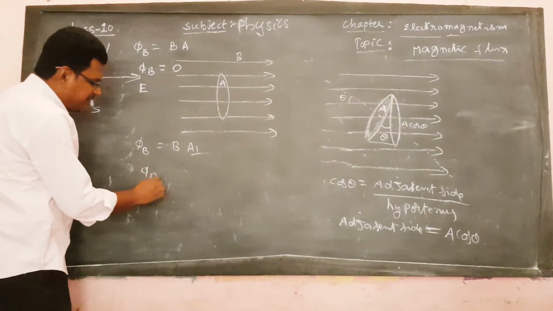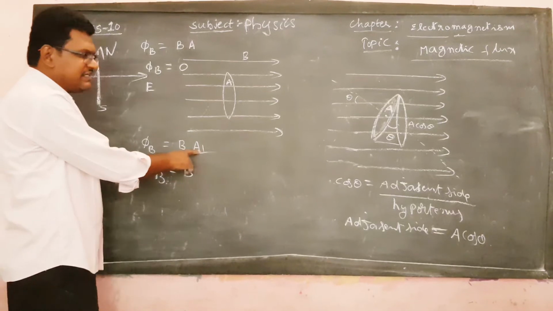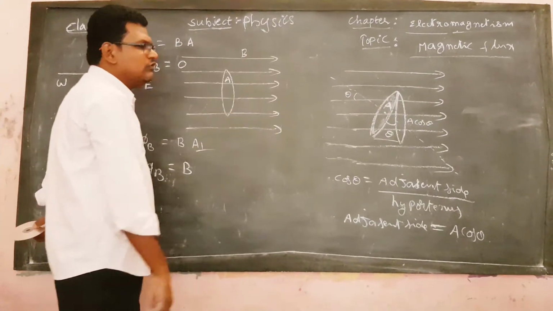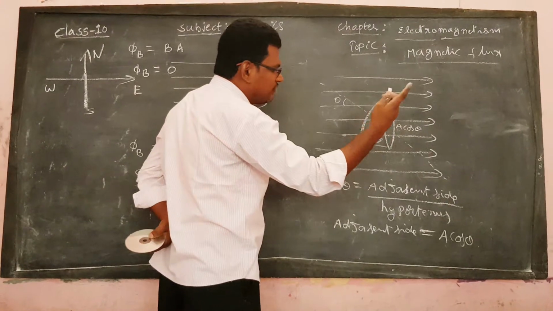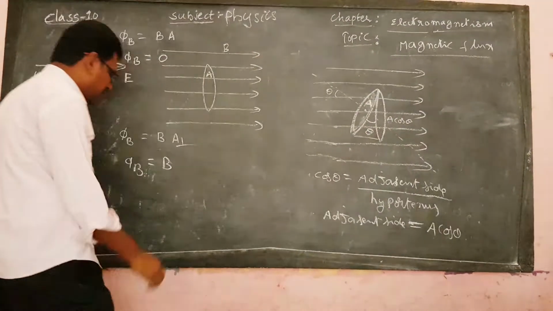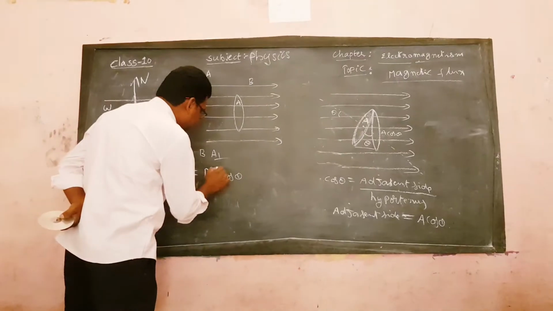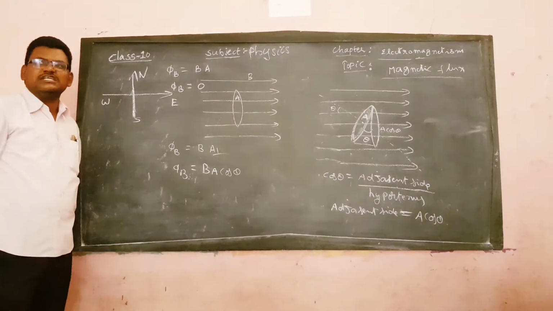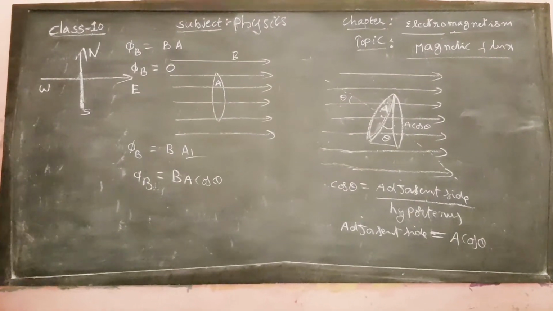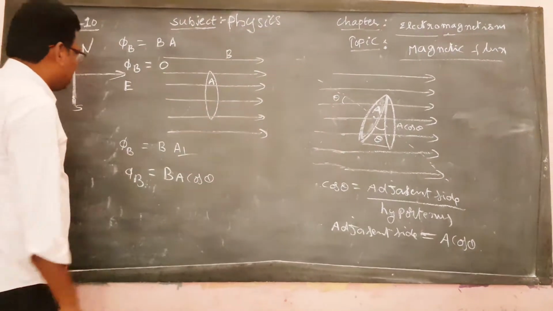Now what do we want? Magnetic flux phi B is equal to B times the surface area which is perpendicular to the magnetic field. Here the surface area perpendicular to the magnetic field is A cos theta, so that is BA cos theta. So magnetic flux phi is equal to BA cos theta. This is the general formula for magnetic flux.